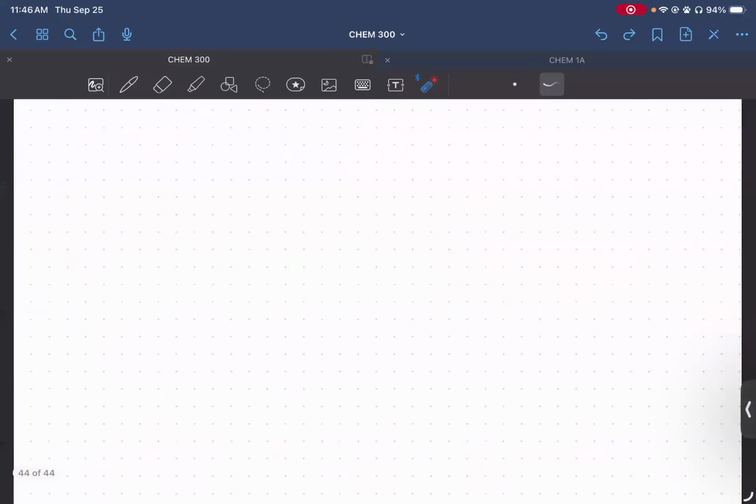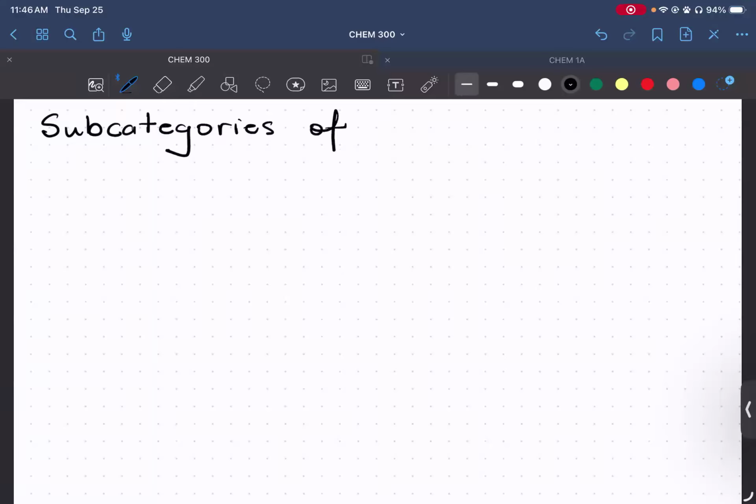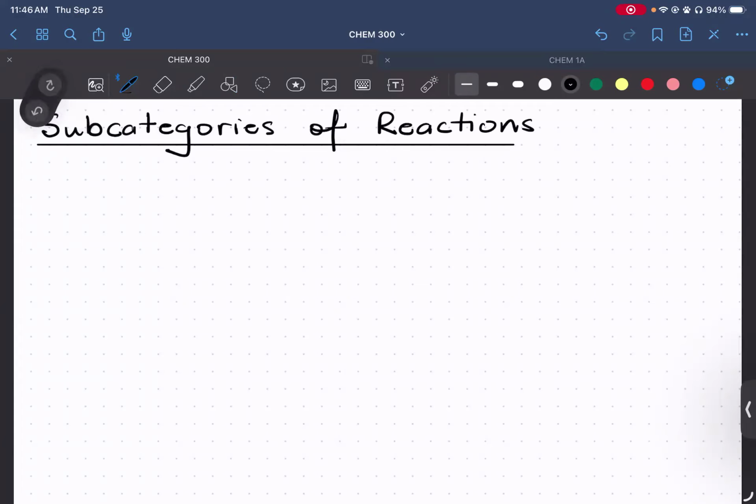Now, picking up for today's lecture, we're moving on to our next topic under reactions. This is what's known as subcategories of reactions. Previously we talked about reaction archetypes. Reaction archetypes are what allow us to predict products. But subcategories represent labels that we assign to reactions after the fact.